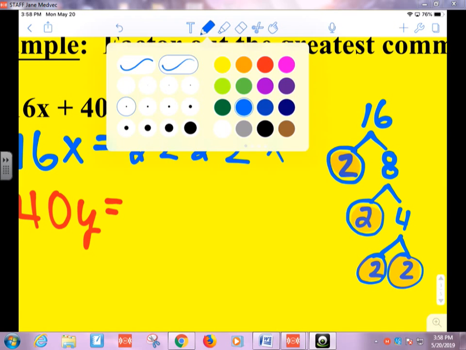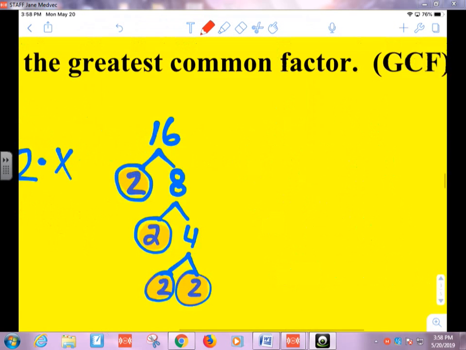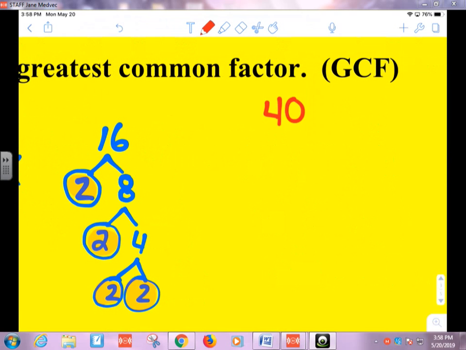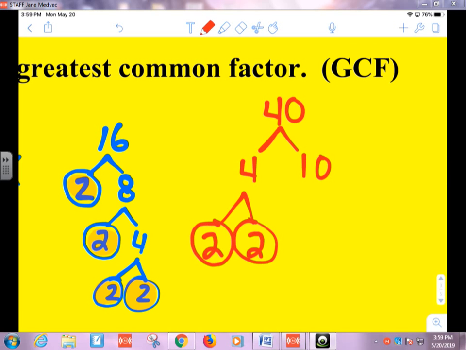Now you're going to notice that I have 40, which is the second term. So I'm going to come over here and write down 40. I'm going to break it down into, I don't know, there's several different ways. Let's do 4 and 10. You're going to notice that 4 times 10 is 40, but neither of them is prime. So now I have to break down the 4 into 2 times 2, and both of those are prime because only 1 and 2 can go into it. Then I'm going to break down my 10 into 2 and 5, and I'm going to circle them because they are both prime.